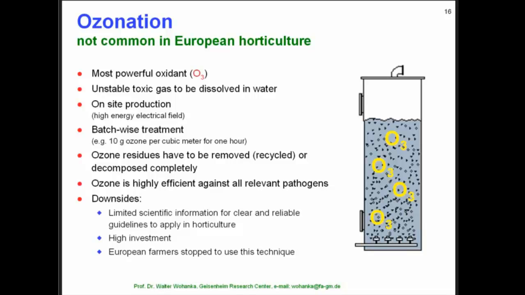Ozone residues are toxic, not only for the plant, but also for us as well, and therefore they have to be removed, recycled, or decomposed completely. A couple of case studies have shown that ozone is highly efficient against all relevant pathogens. However, only limited scientific information is available for clear and reliable guidelines to apply this technique in horticulture. In Europe, farmers stopped using this technique due to the very high cost and some technical problems.